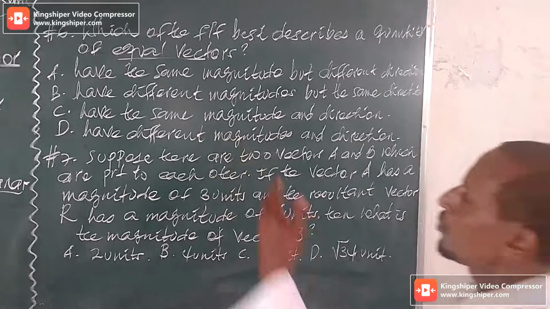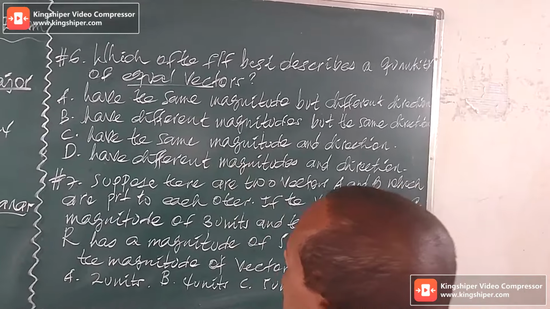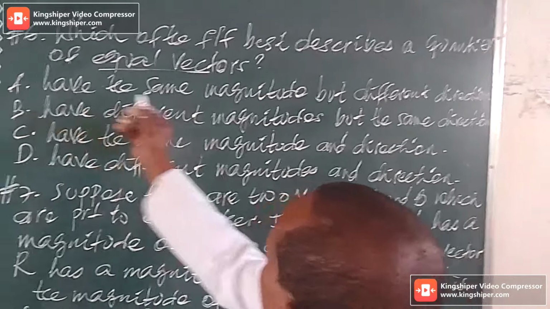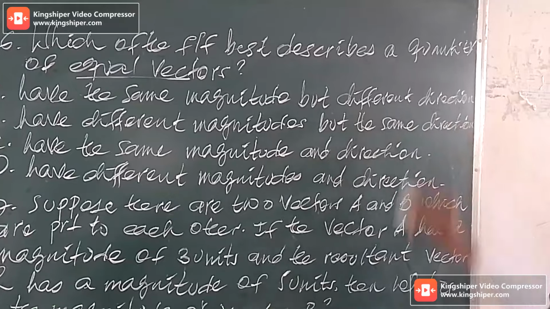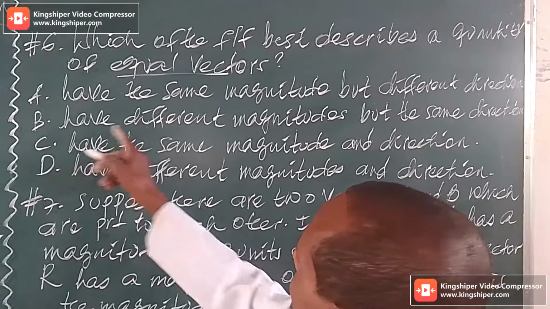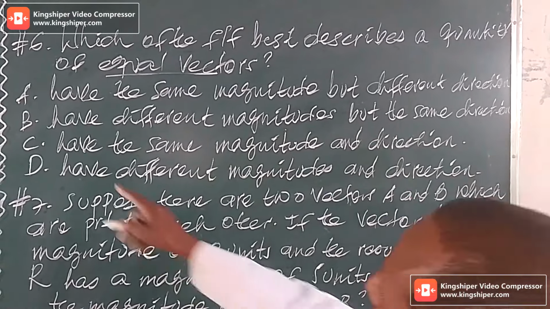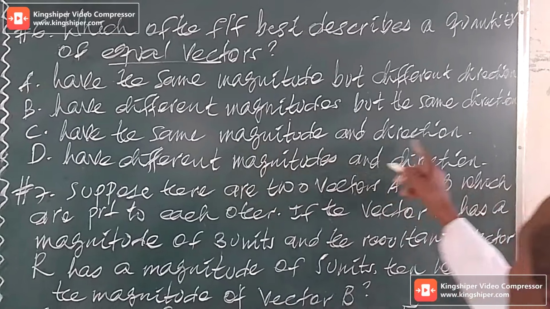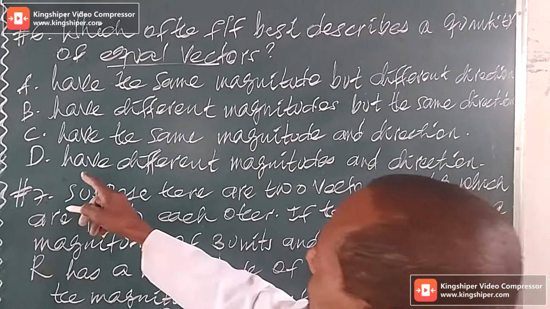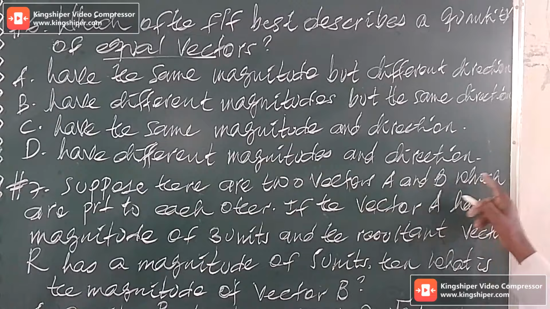They have to fulfill the given criteria. What is the criteria of this one? Choice A, have the same magnitude but different direction. Choice B, have different magnitude but the same direction. Choice C, have the same magnitude and direction. Choice D, have different magnitude and direction.